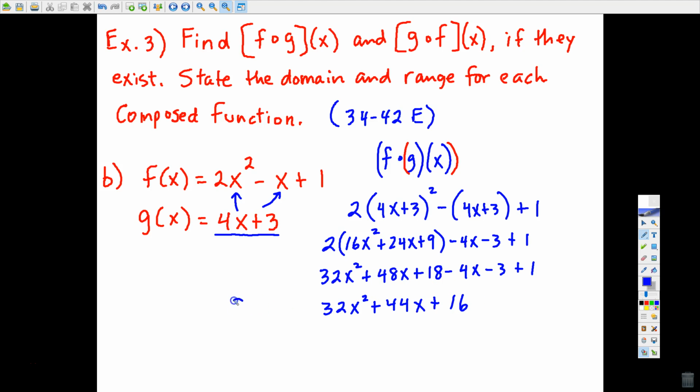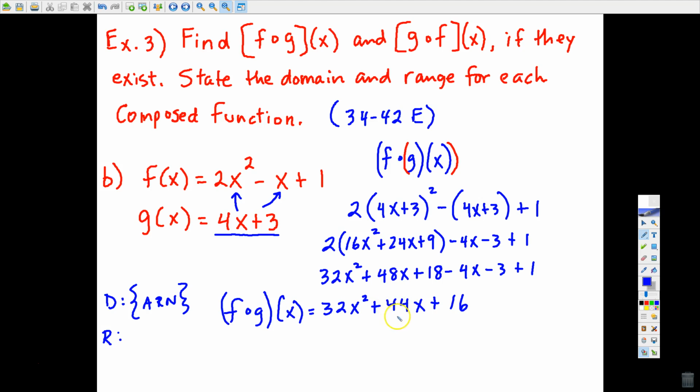So f of g of x is equal to this. Now this is not a line. The domain is still going to be all real numbers for quadratics. But the range, that's a different story. Remember, this is a parabola, and it's a parabola that opens up. Okay? Well, where's the vertex? In order to know what the range is, we're going to have to know what the vertex is.